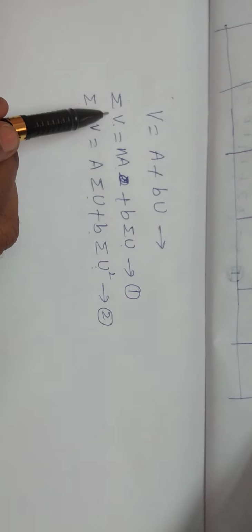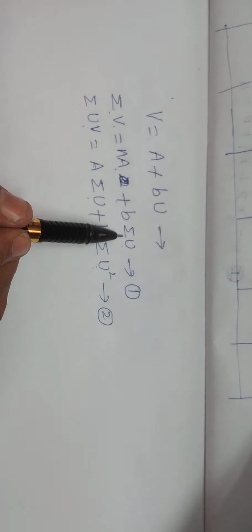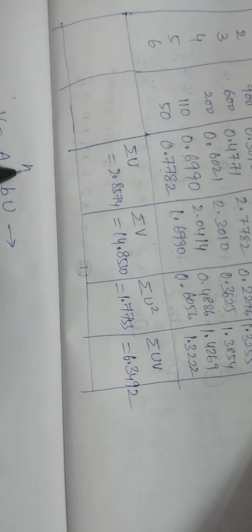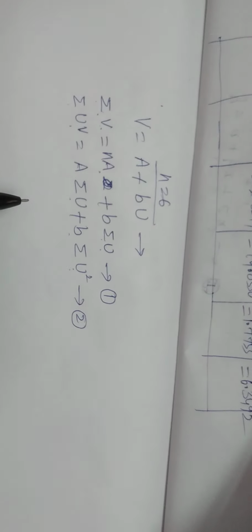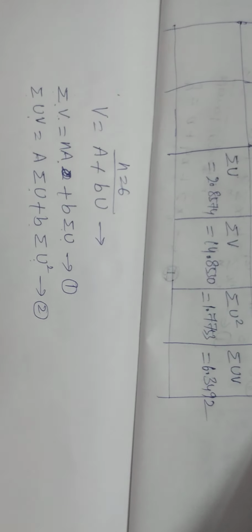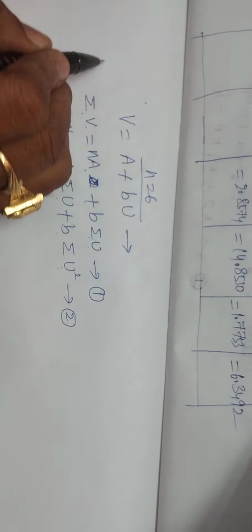Now go to the normal equations. These are the normal equations. Summation v is equal to na plus b summation u. What is n? There are 6 values here, so n is equal to 6. I am writing here, n is equal to 6. So if you substitute the values here, what are the normal equations? Therefore, normal equations.